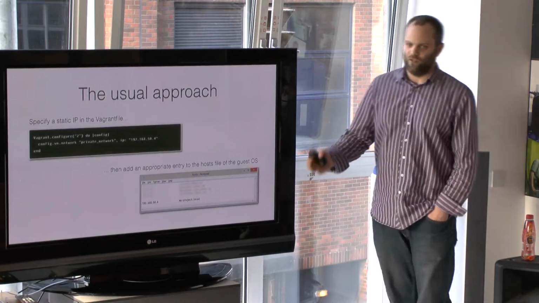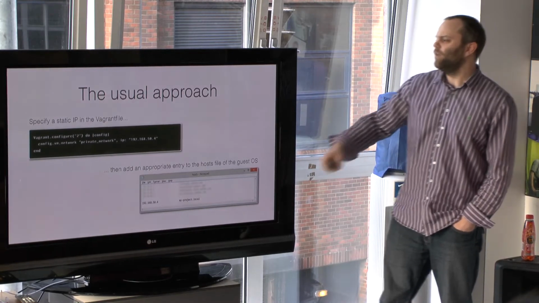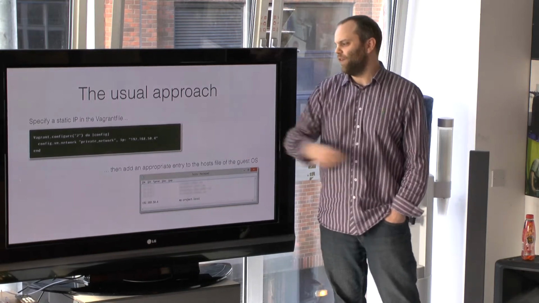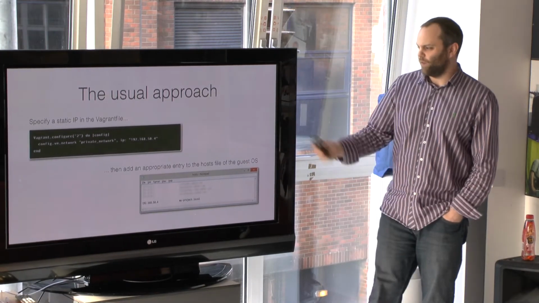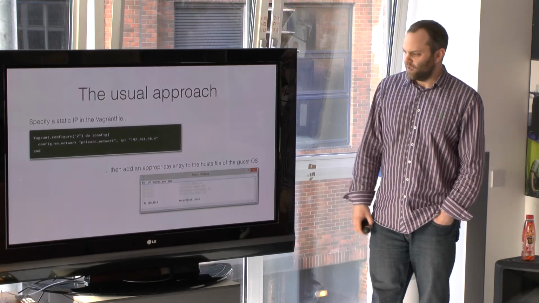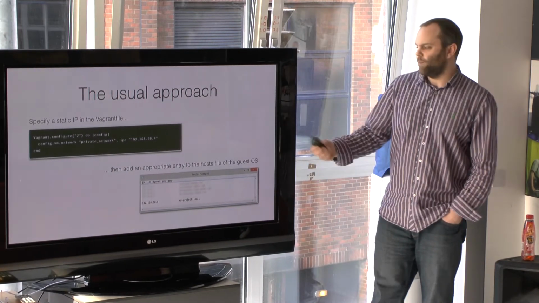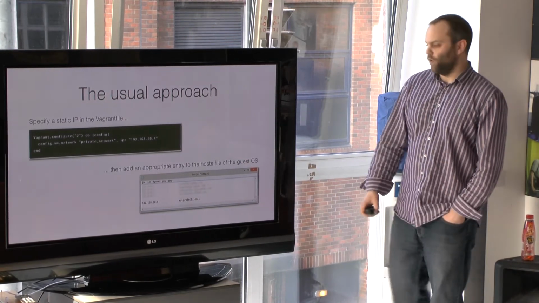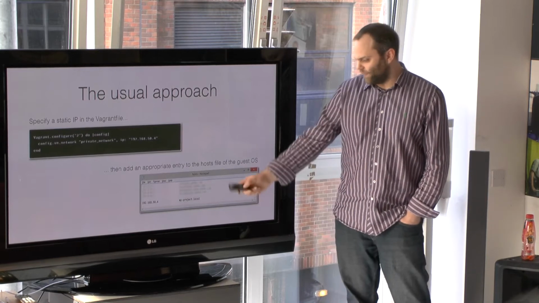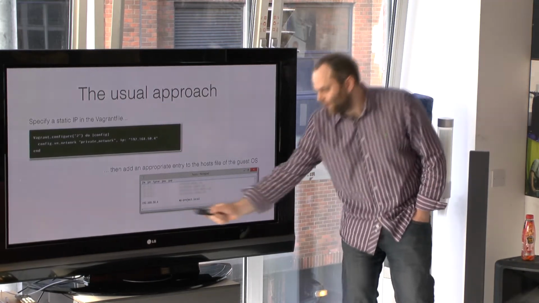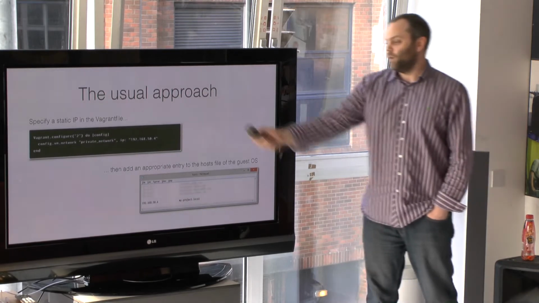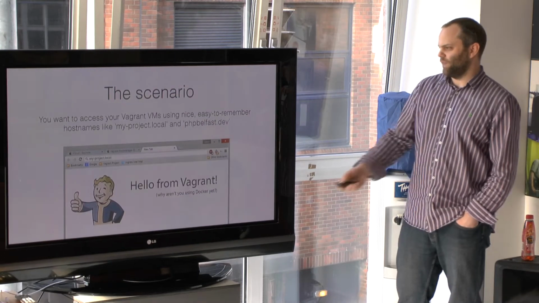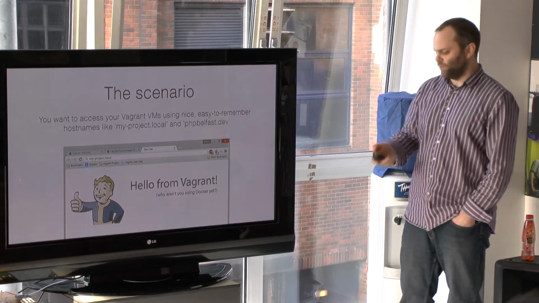So the usual approach to doing something like this would be, within your Vagrant file, you would have something like config.vm.network, private network, and then you specify an IP address. Okay, so something on your local LAN that isn't taken already. After that's done, the Vagrant box is booted up, ready to go. Add an appropriate entry to the host file on your guest OS then. So that's basically saying that any requests to my-project.local get pushed through to that IP address, which is the IP address of the VM. That's how you would arrive at that scenario, generally speaking.